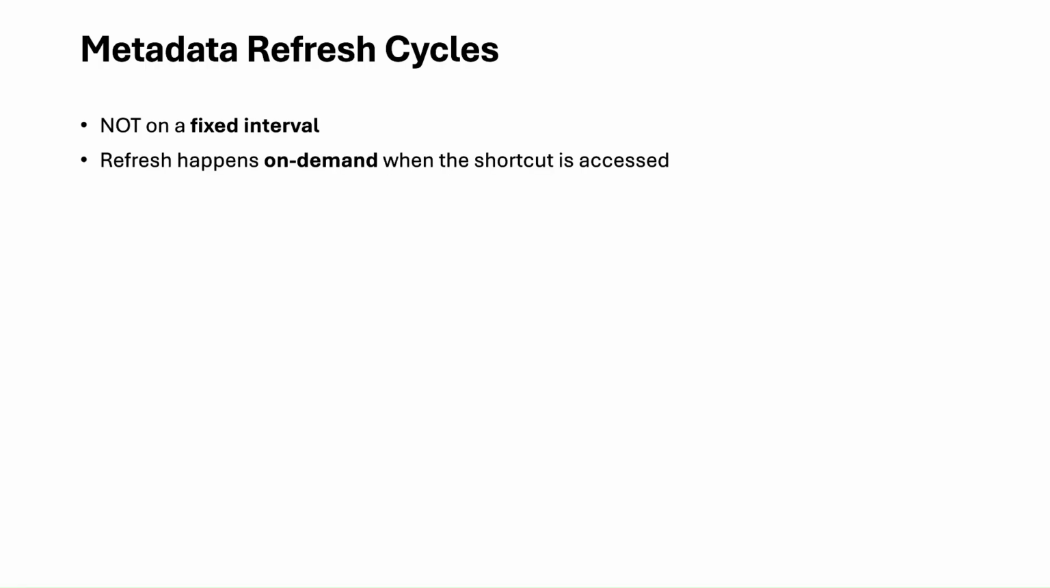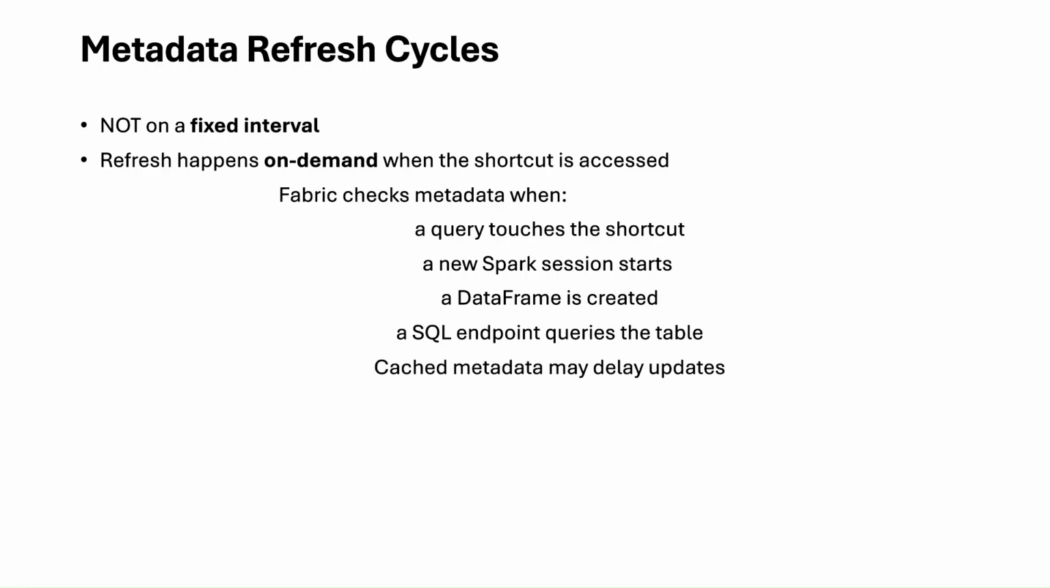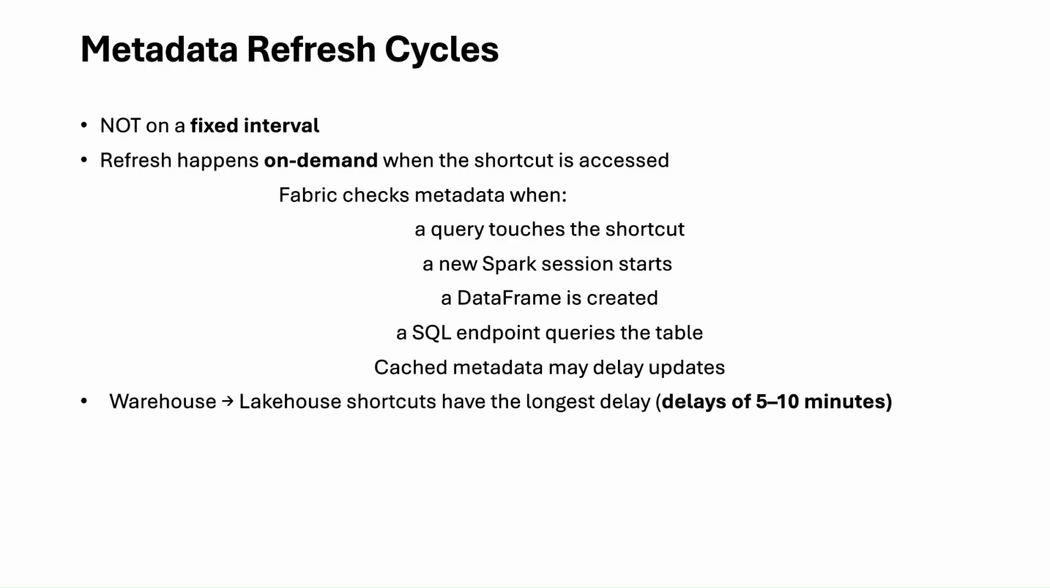Now let's understand metadata refresh cycles, which refresh the metadata of the shortcuts. It's not on a fixed interval, rather it's on demand when the shortcut data is accessed. And Fabric checks metadata when a query touches the shortcut, a new Spark session starts, a data frame is created, or a SQL endpoint queries the table. Cached metadata may delay updates.